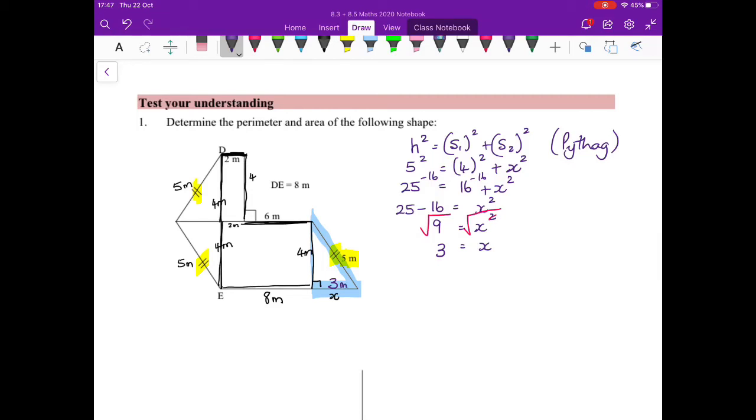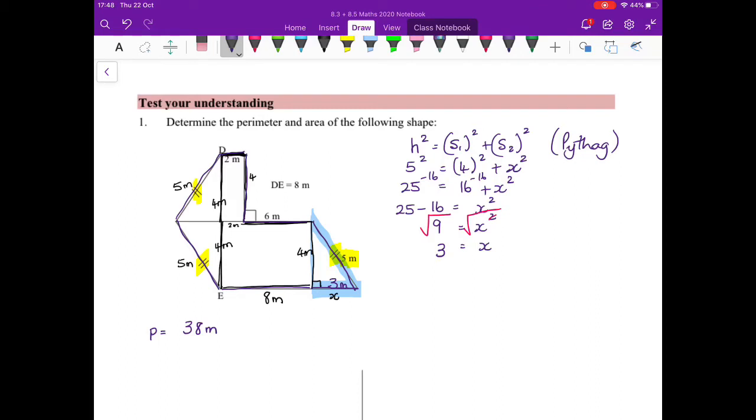Now let's do the perimeter. So your perimeter is going to be 5 plus 2 is 7, plus 4 is 11. 11 and 6 is 17. 17 and 5 is 22. 22 and 3 is 25. 25 and 8 is 33. And 5 is going to give me 38 meters. It would be a good idea to go and write all of those lengths down and show your final answer.